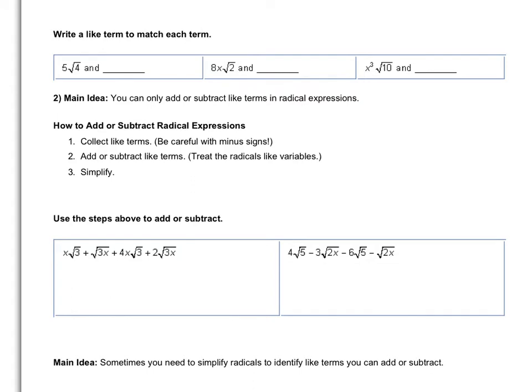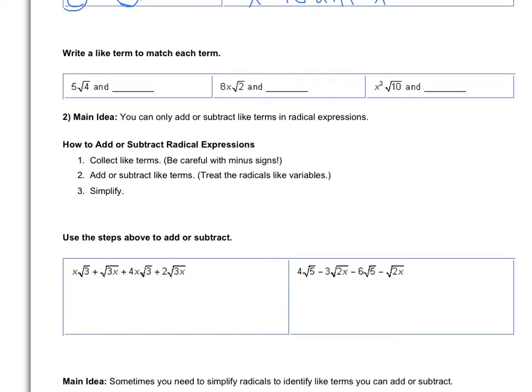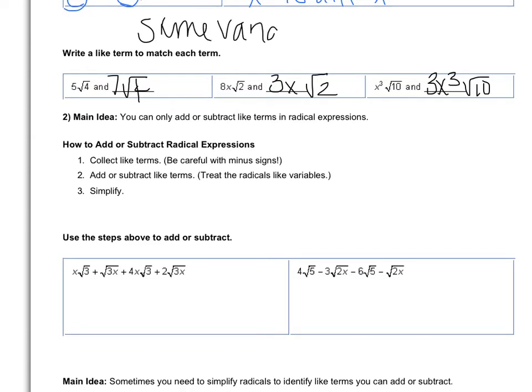So if I want to combine some like terms, I'm supposed to write a like term to match each one. Well, 5 square root of 4 would be a like term with something like 7 square root of 4. 8x square root of 2 would be a like term with something like 3x square root of 2. And x cubed square root of 10 would be something similar with 3x cubed square root of 10. What has to be true is they have to have the same variables, exponents, and square roots.